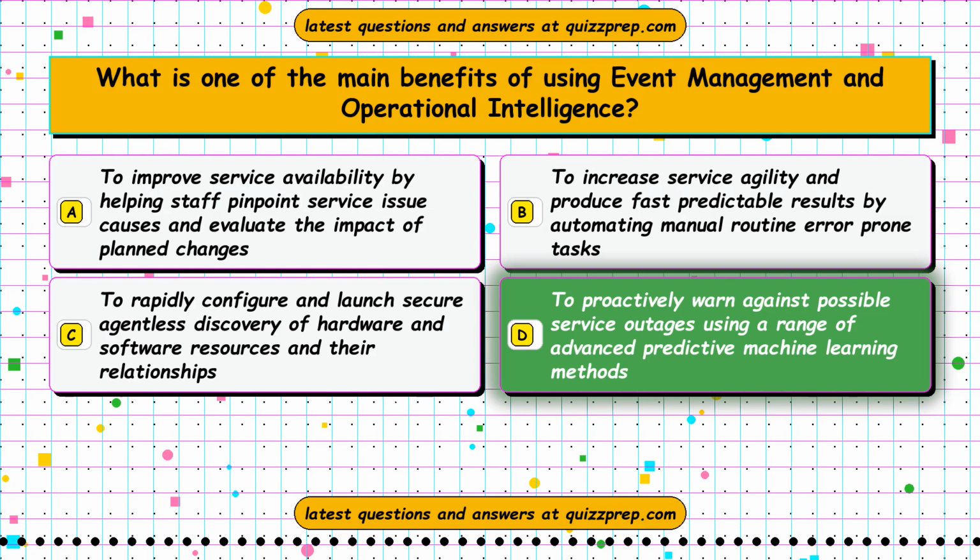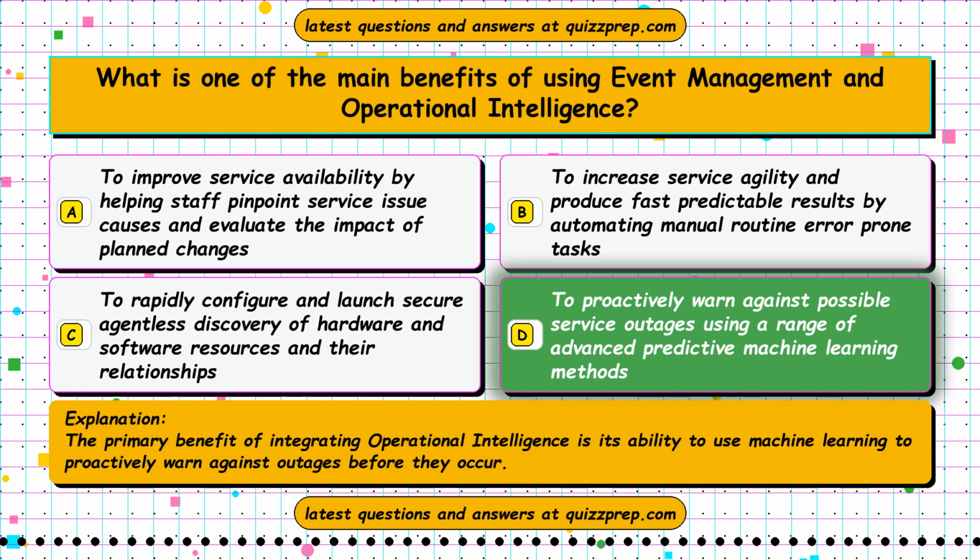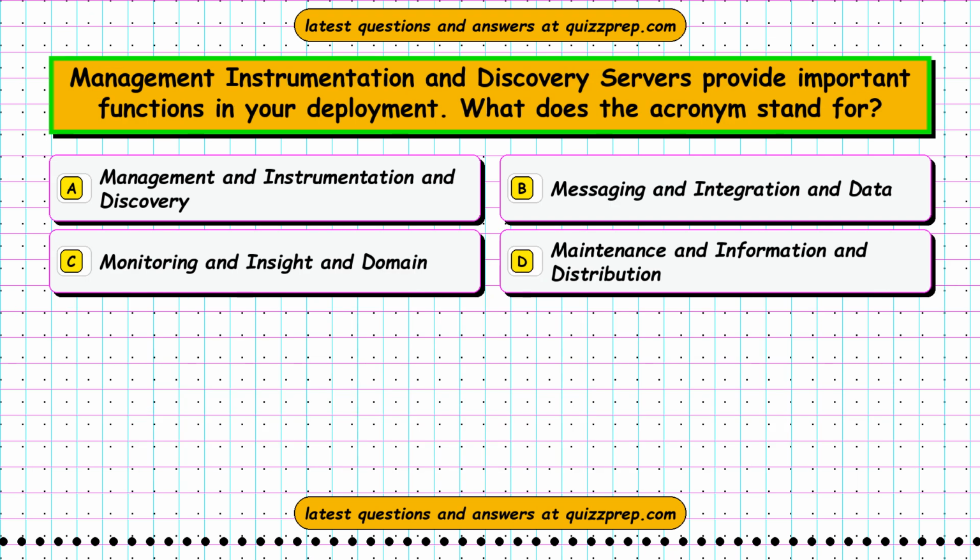The correct answer is option D, to proactively warn against possible service outages using a range of advanced predictive machine learning methods. The primary benefit of integrating operational intelligence is its ability to use machine learning to proactively warn against outages before they occur. Question 34. Management instrumentation and discovery servers provide important functions in your deployment.